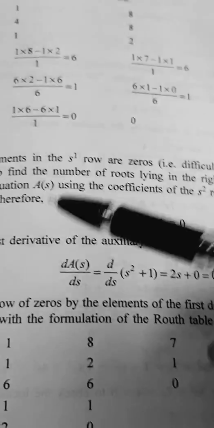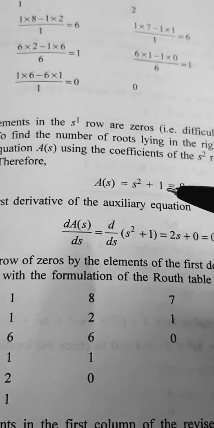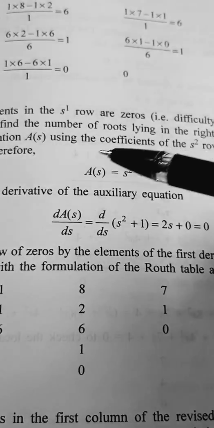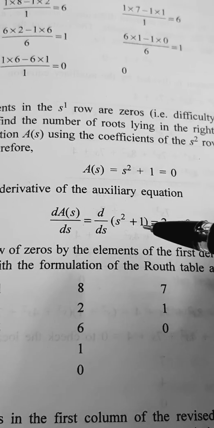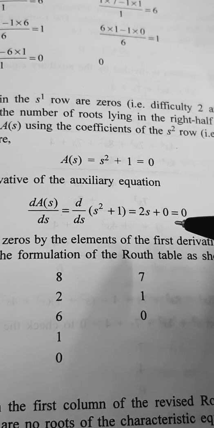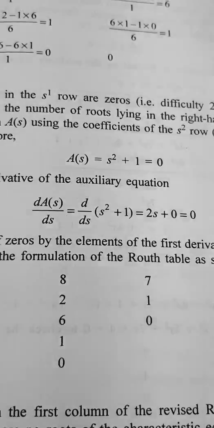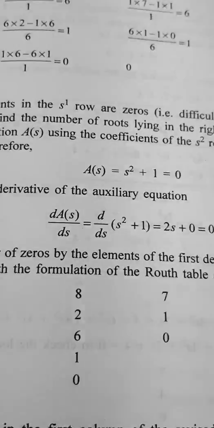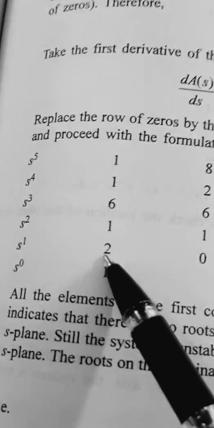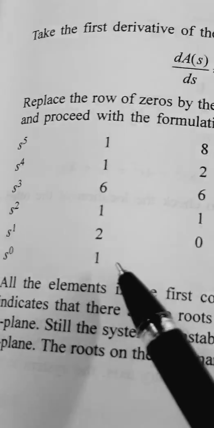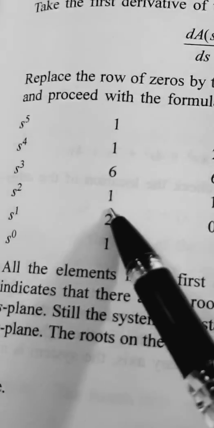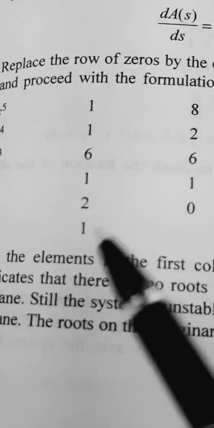Okay. Now the derivative of the auxiliary equation, that is dA by ds, that is d by ds of s square plus 1, is equal to 2s plus 0. So now the coefficient of the derivative is 2. The coefficient of the derivative, 2, you have to keep at s raised to 1. Now again, using this 2, you find the term in s raised to 0, that is 2 into 1 minus 1 into 0, divided by 2, you are getting 1.